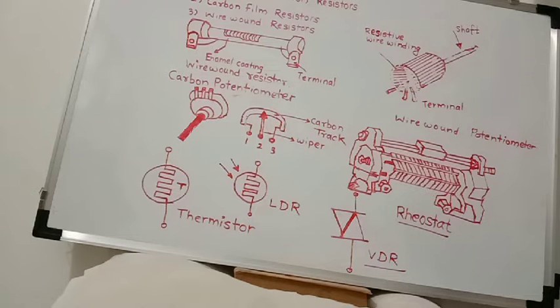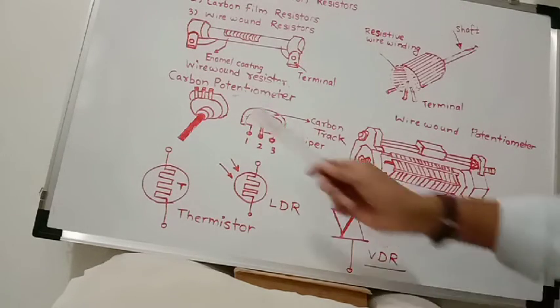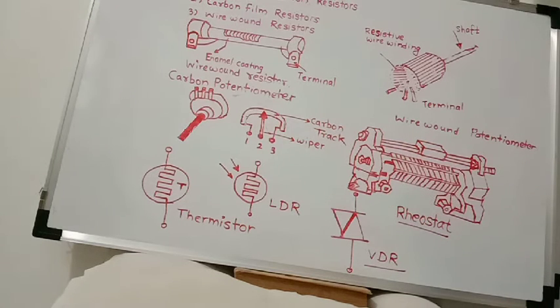Then variable resistors have three terminals. Terminals 1 and 3 are fixed terminals, and the second, middle terminal is a variable terminal. Between terminals 1 and 3 we get the full resistance of the potentiometer, but between terminals 1 and 2 or terminals 2 and 3, we get variable resistance when the shaft is rotated.